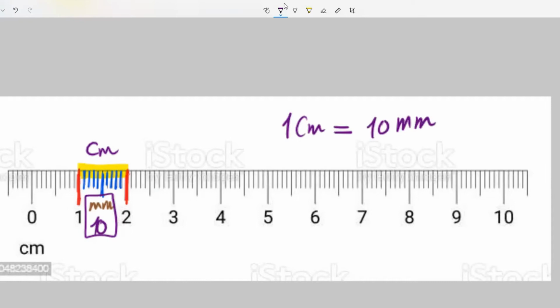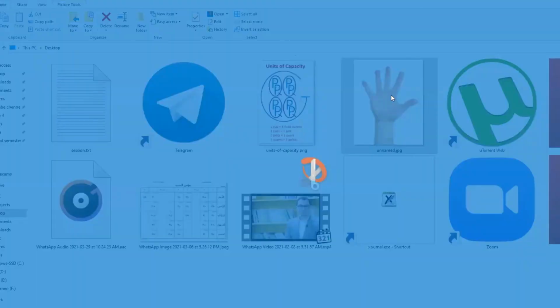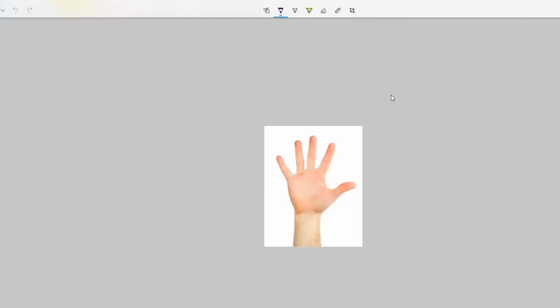And the same goes with 1 decimeter equals 10 centimeters, okay? And 1 meter equals 10 decimeters, okay? I will give you an example to make it easier for you to memorize it, okay?